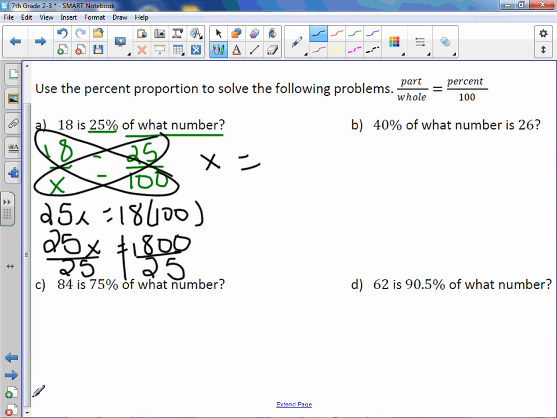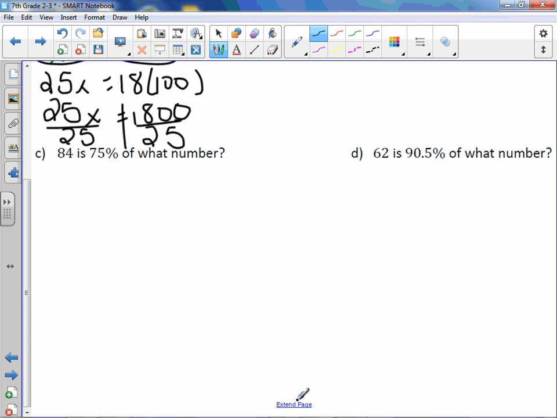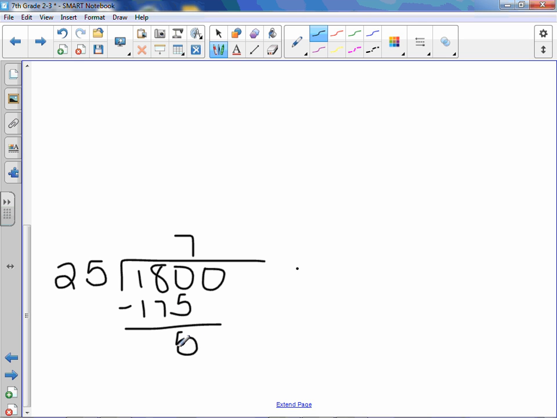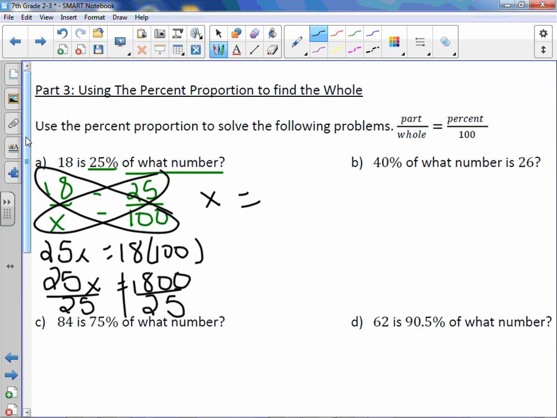This one I think I'm going to do long division for. 25 into 1800. Okay, 25 into 180: 25, 50, 75, 100, 125, 150, 175. That would be 7 times, minus 175, would give us 5 left over. Bring down the 0, and it'd be an even 2 times. So x equals 72. No percent sign. I'm not finding the percent. Letter B.